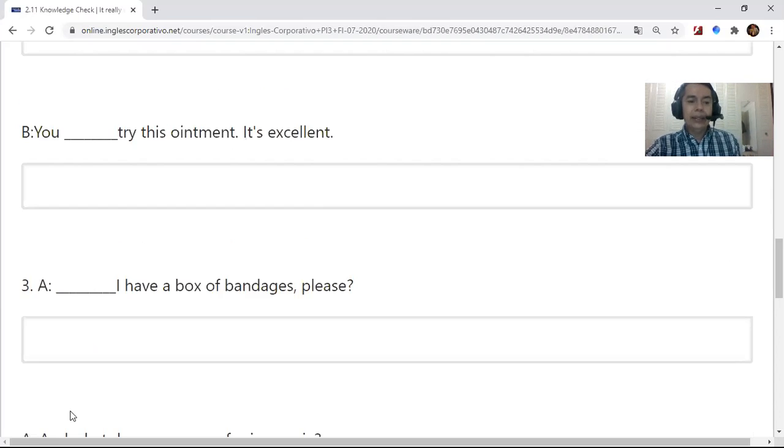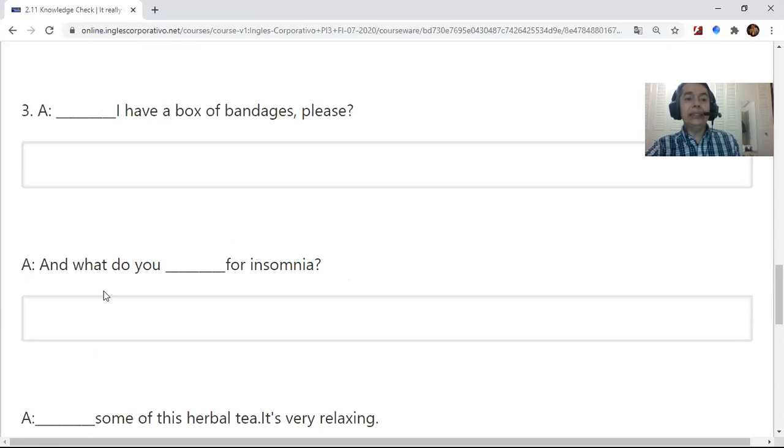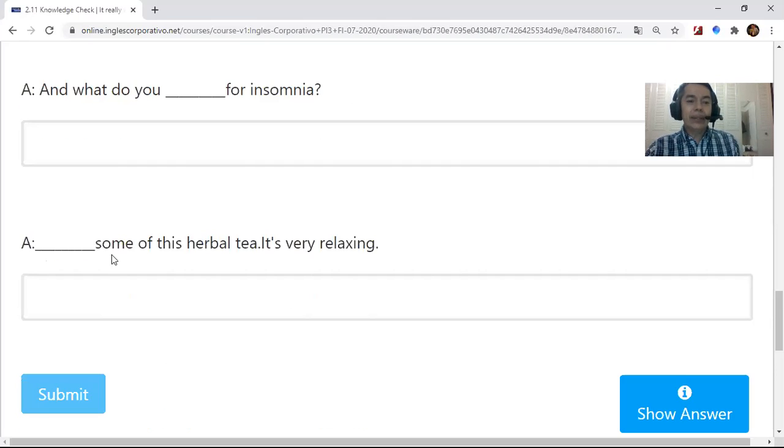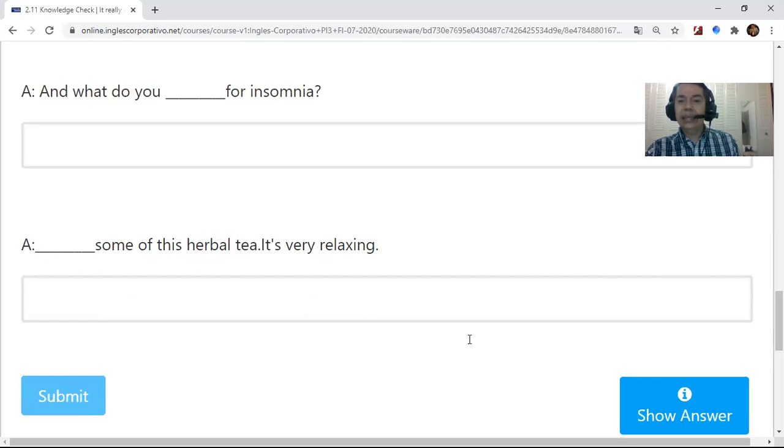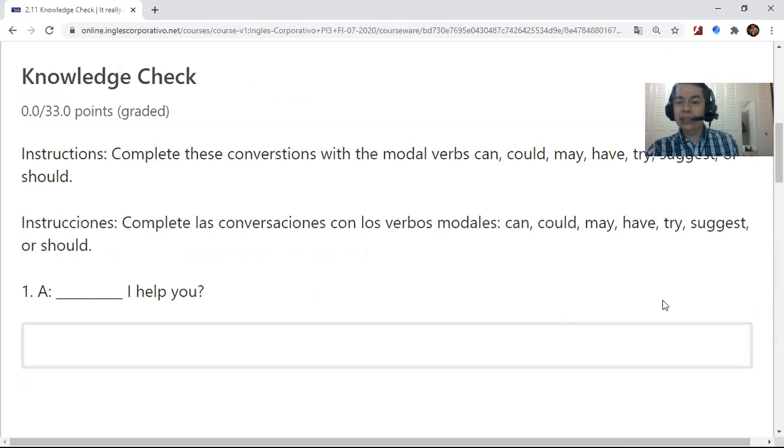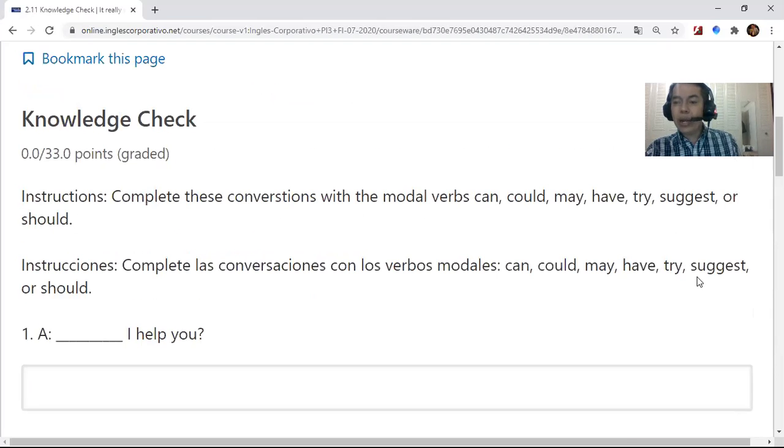Okay. And let me see. This is a question, right? What do you try? What do you have? What do you suggest? Or insomnia. And here we have a verb too, right? Some of this herbal tea. Again, because it's a suggestion, we say have, try, suggest, or should, right?